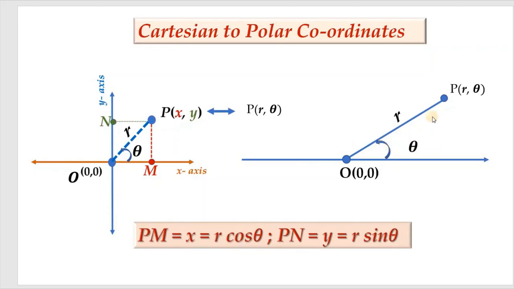Theta is the angle made by the radius vector with the initial line. So this is P of r theta. In polar coordinates, the same point is represented as P of r theta. So if r theta is given, how do we relate x and y from polar to Cartesian, or from Cartesian to polar? You have to make use of this transformation: x is equal to r cos theta, y is equal to r sin theta. That comes from this.